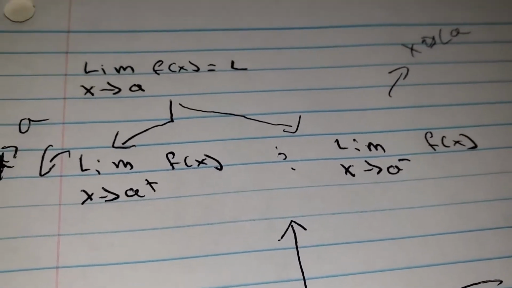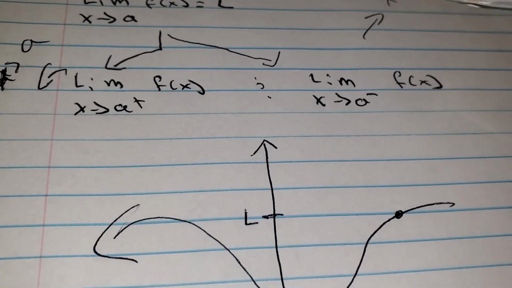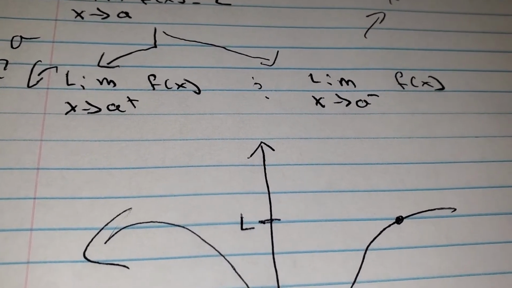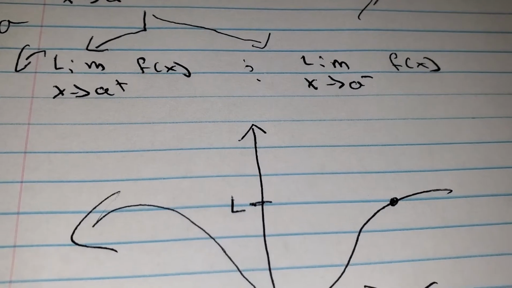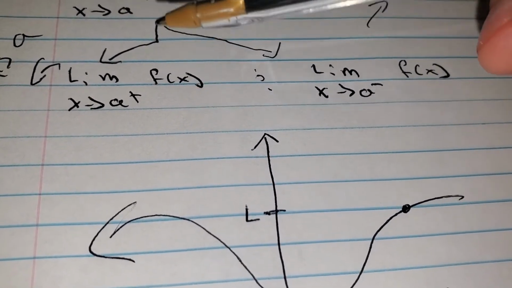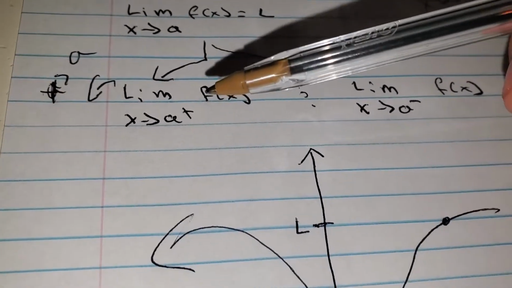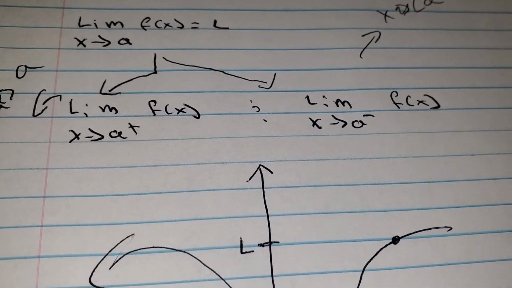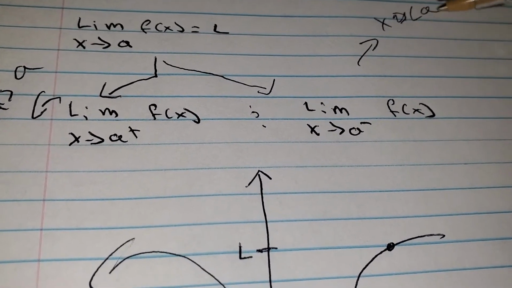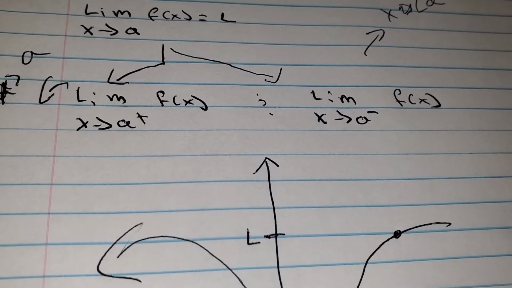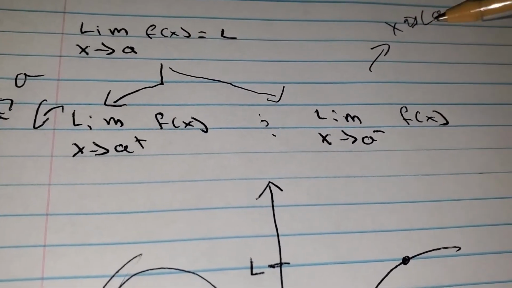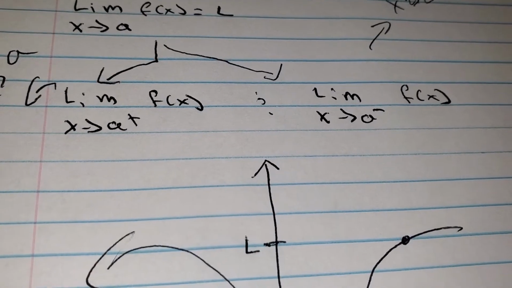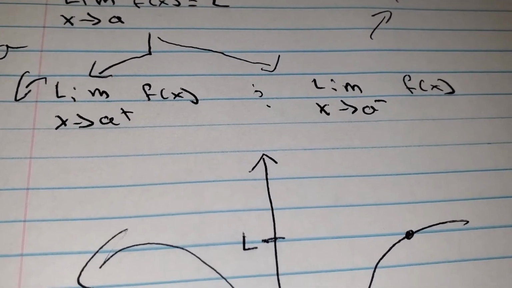Pretty much what happens is we split the limit into two parts, and they're one-sided limits. The limit from the right, where the values are greater than a, and the limit from the left, where the values are less than a. We don't really care about what happens at a, but we're more concerned about what happens as we approach a from the left and the right.